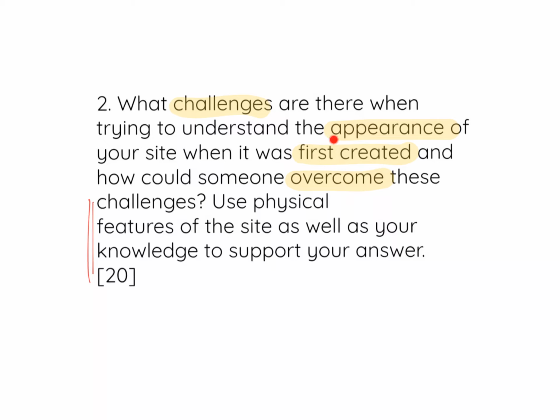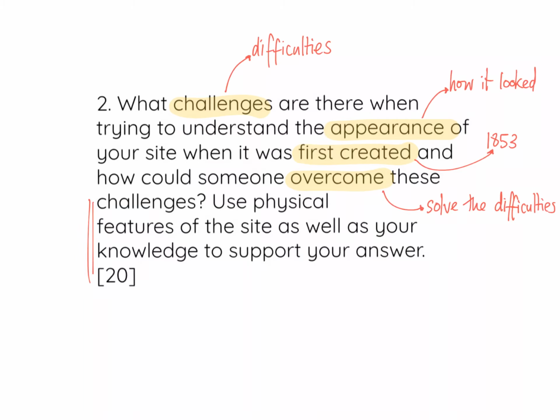Are there when trying to understand the appearance of your site when it was first created, and how could someone overcome these challenges? Here we can see that challenges essentially means what difficulties were there in trying to understand the appearance, meaning how it looked, of your site, meaning the plant works, when it was first created. We know that was in 1853, so what difficulties were there in 1853, and how could someone overcome them? Well, that means how could you solve the difficulties of trying to figure out what it looked like.